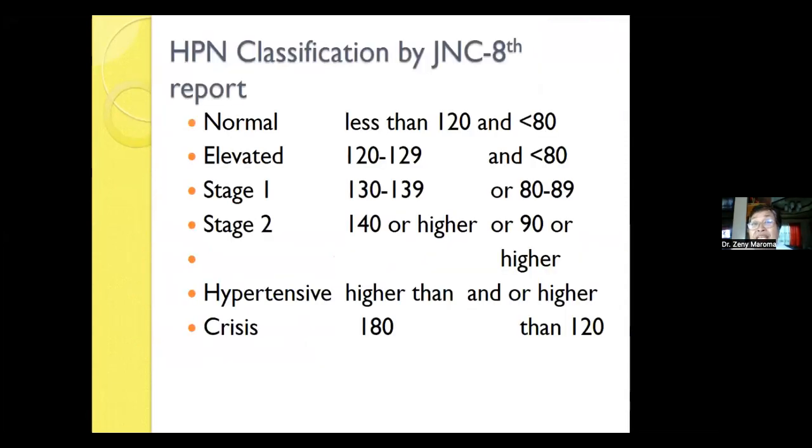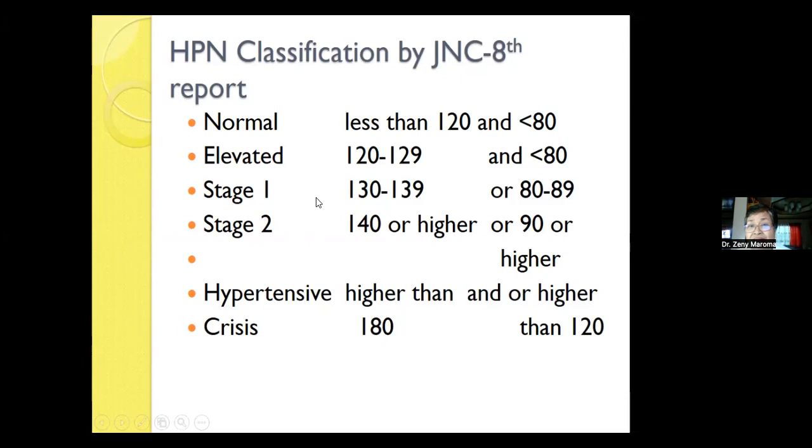Pero may new classification na tayo by JNC during the 8th report. By the way, ang JNC is Joint National Committee on Diagnosis, Management, and Rehabilitation of Hypertension. Ito na yun. Normal BP, less than 120 systolic, less than 80 diastolic. Elevated na ang tawag pagka 120 to 129 systolic and then less than 80 diastolic.